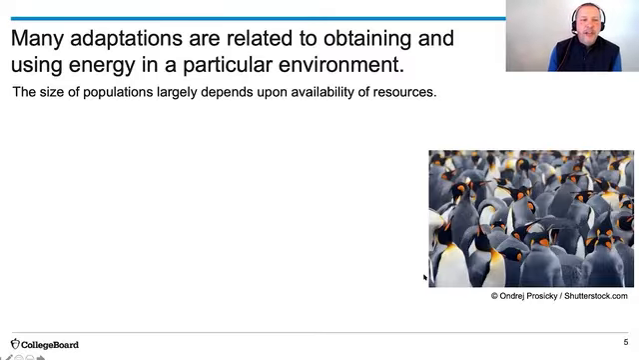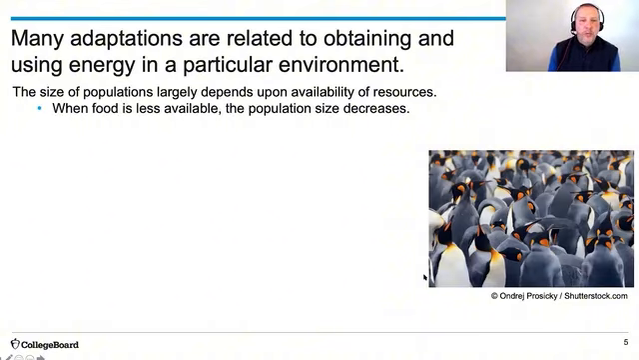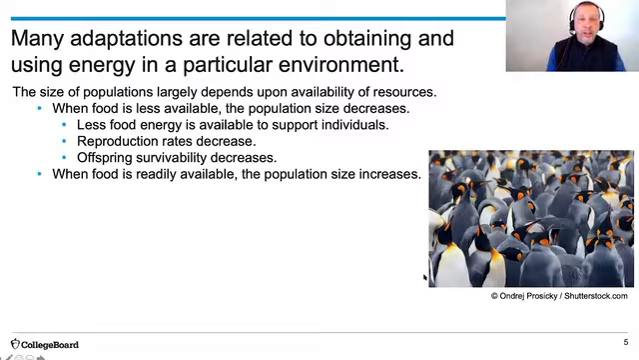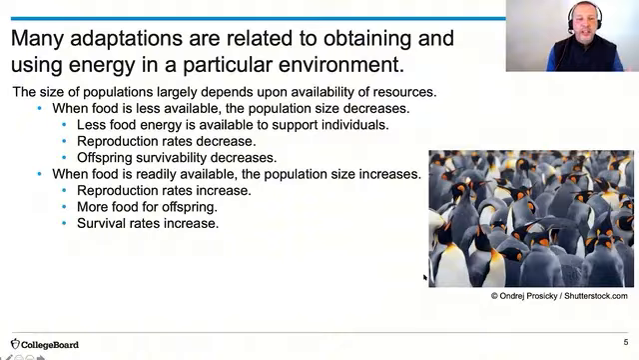Many adaptations are related to obtaining and using energy in a particular environment. The size of populations largely depends upon availability of resources. When food is less available, the population size decreases. Less food energy is available to support individuals. Reproduction rates decrease, and offspring survivability decreases. However, when food is readily available, the population size increases, reproduction rates increase, more food for offspring, and survival rates increase.